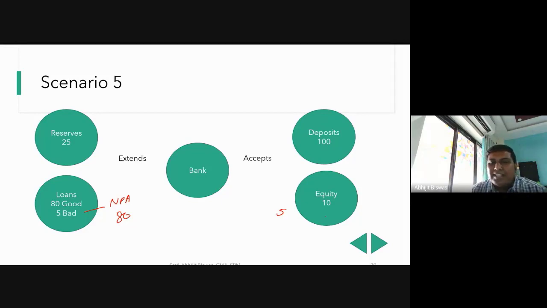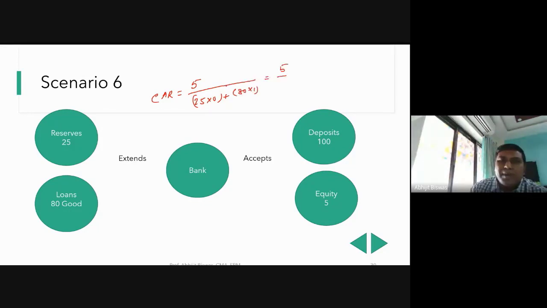So what will be your revised balance sheet? Your revised balance sheet will be something like this. Your deposit remains the same, 100. Your equity becomes 5, your loan becomes 80, and reserves remain at 25. But now check, what is your capital adequacy ratio? Your capital is 5, divided by your risk weighted assets: 25 into 0 plus 80 into 1. So this is basically 5 by 80. If you calculate, it comes to 6.25%.